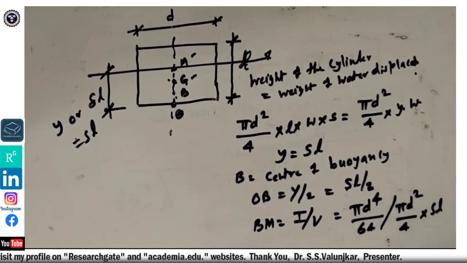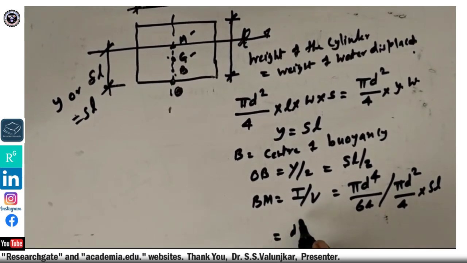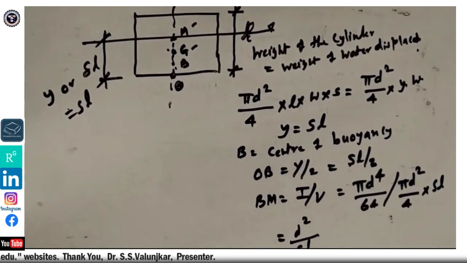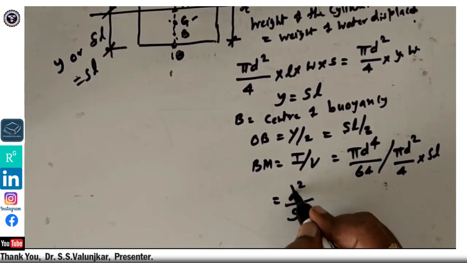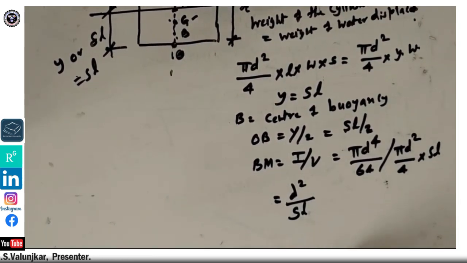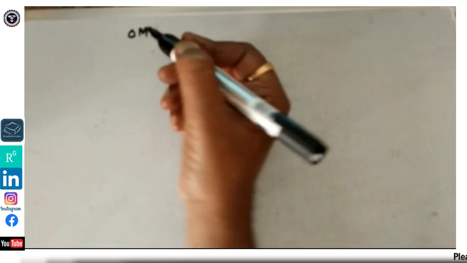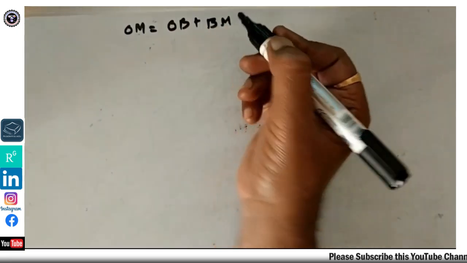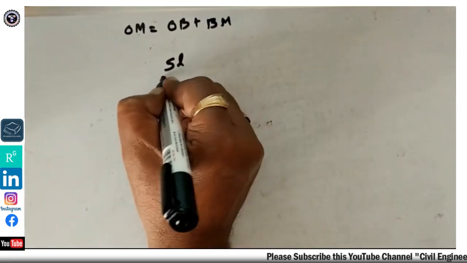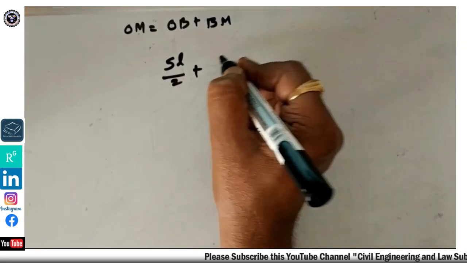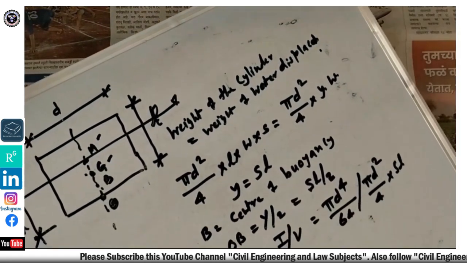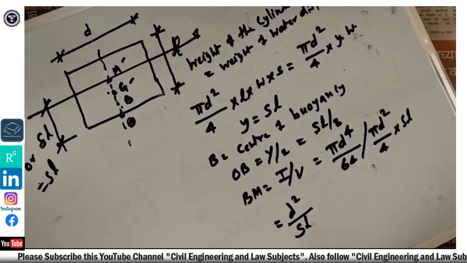that is equal to d square upon 16 SL. Okay, and OM is equal to OB plus BM. OB is SL upon 2 plus BM. BM is what? D square upon 16 SL.